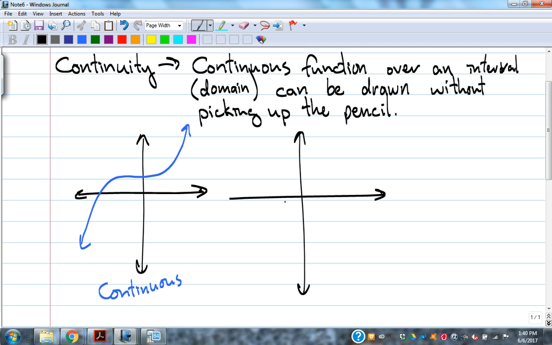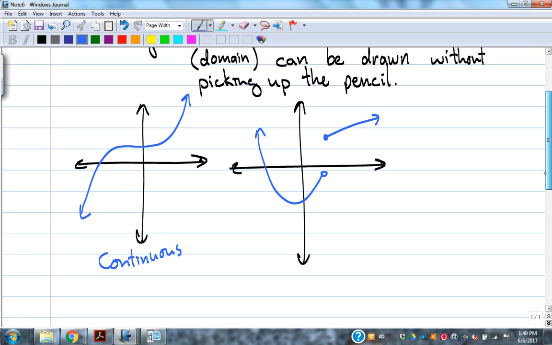Here's a coordinate plane. That one would be discontinuous because there's no way to trace that and get from here to here without picking up your pencil. Okay, so that's where the continuity breaks apart. So it would be called discontinuous.